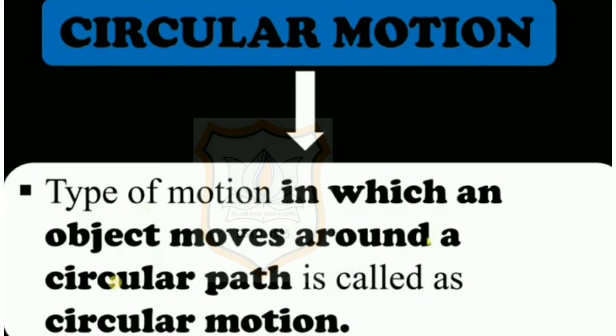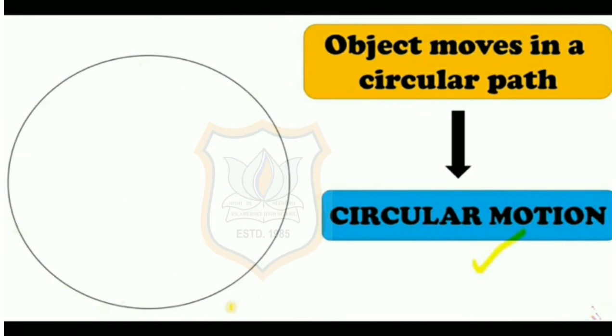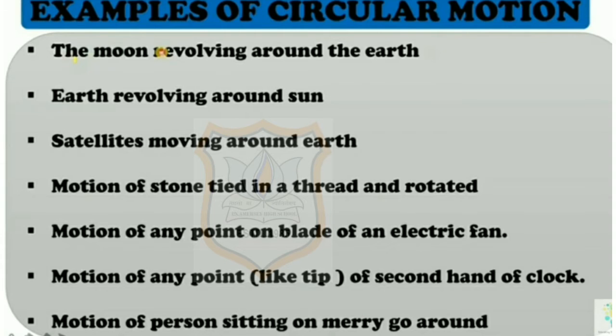Our second type of motion is circular motion. What is circular motion? In which an object moves around a circular path is called circular motion. You can see in the slide, an object moves in a circular path. That can be said as circular motion. What are the examples of circular motion?